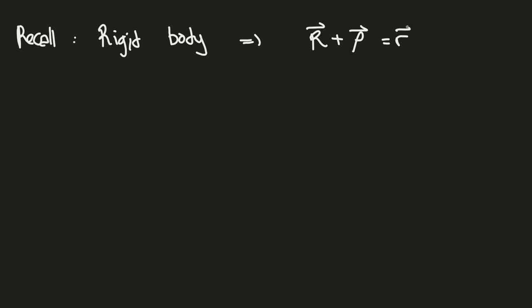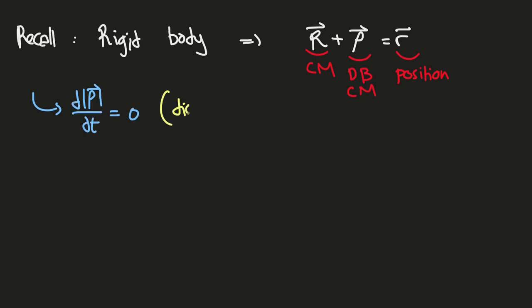Recall that in rigid body mechanics, we can define the position vector as R capital vector plus rho vector, which equals the position vector, where R capital is the center of mass from the origin, and rho vector relates to the distance between the center of mass and its point. In this case, the rate of change of the rho vector length equals 0. This tells us that the distance between elements is constant implicitly.